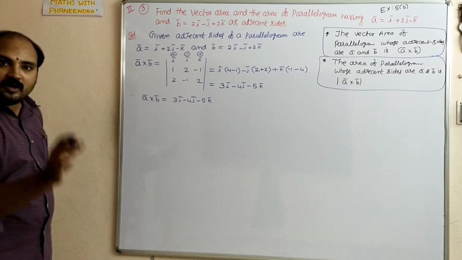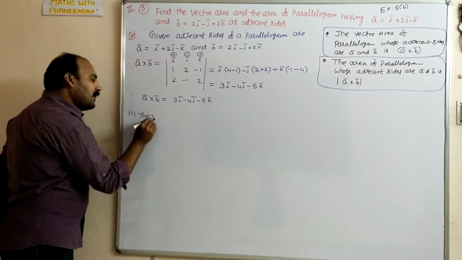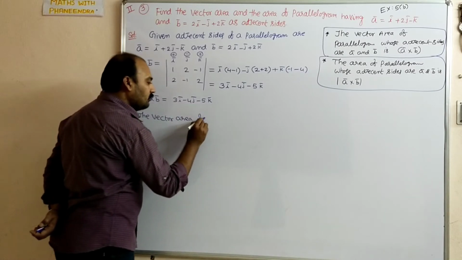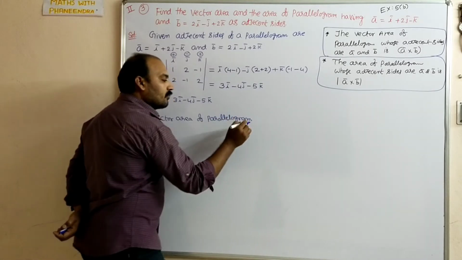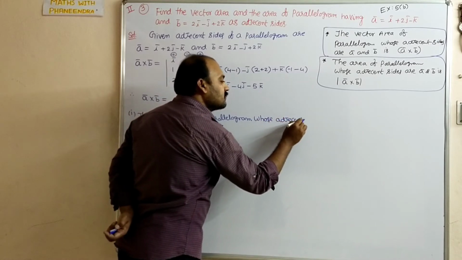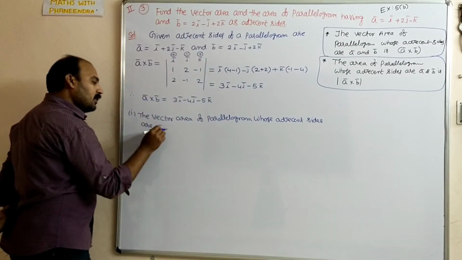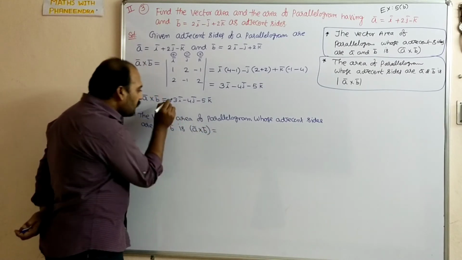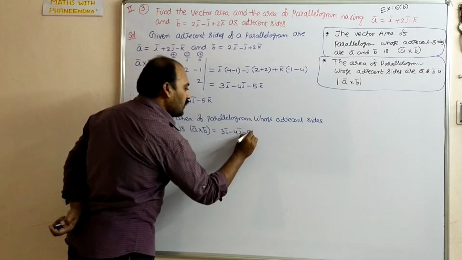After calculating a bar cross b bar, you can give separate answers. So first question answer, the vector area of parallelogram whose adjacent sides are a bar and b bar is a bar cross b bar, that is what value we got here, 3i minus 4j minus 5k.